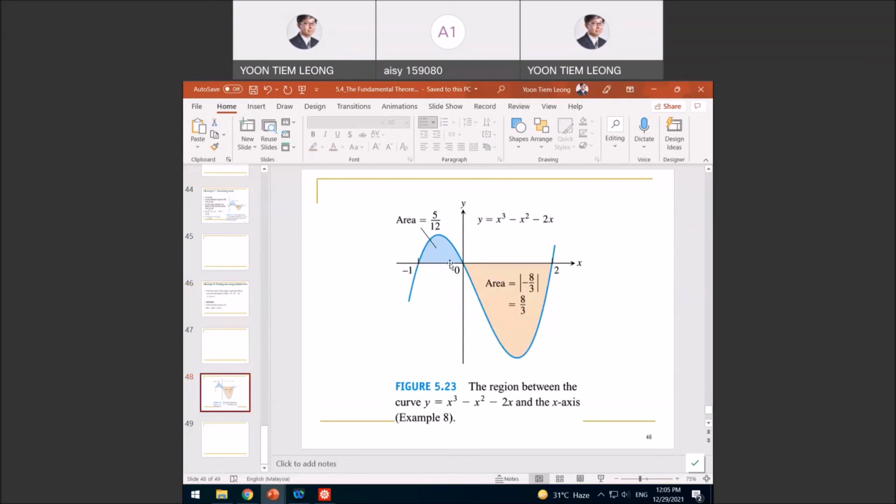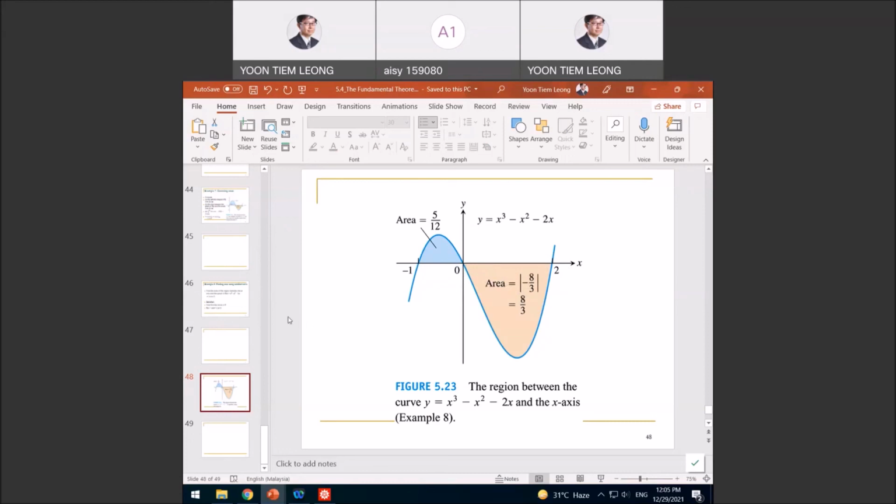From -1 to 0, the area is positive. The function is positive, therefore the area is also positive. For x between 0 and 2, the function is negative. So in order to obtain the area in this shaded area, you just have to integrate it from 0 to 2, then you have to revert it.